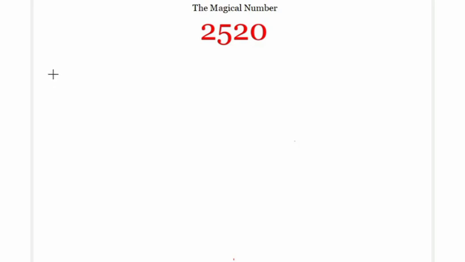Math1089. This video is about the number 2520. Why is this number so interesting? Let's see. Consider the natural numbers from 1 to 10. Let us write them like 1, 2, 3, 4, 5, 6, 7, 8, 9, 10. So these are the first 10 natural numbers.